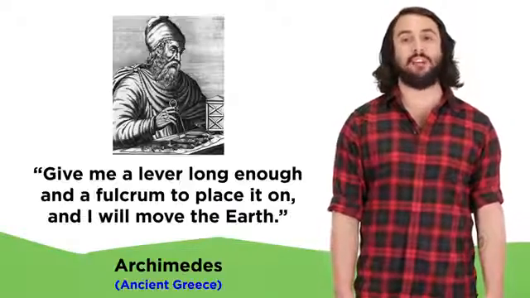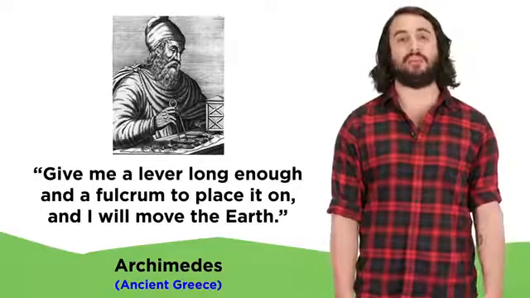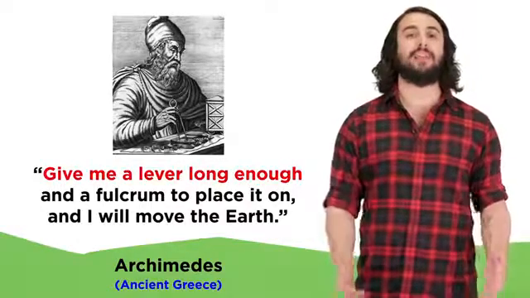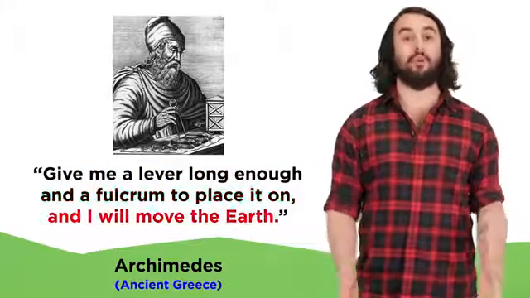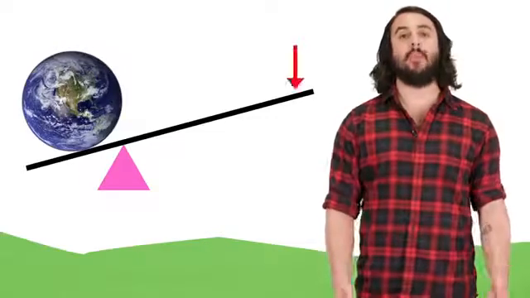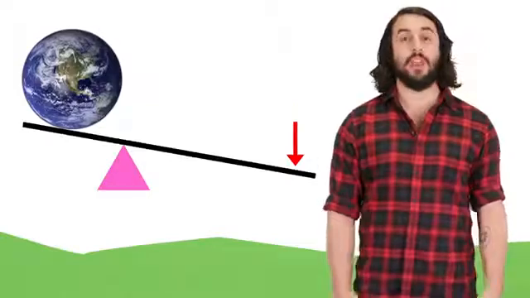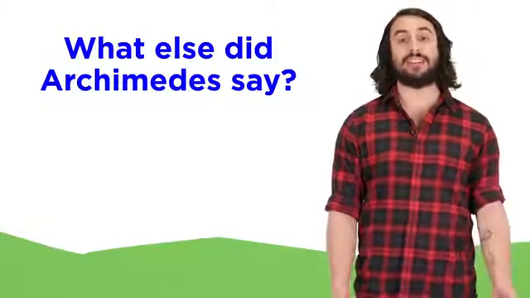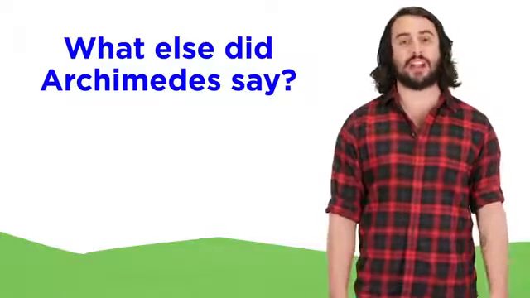This sheds light on the quote by Archimedes, which is generally reported as some variation of the following: "Give me a lever long enough and a fulcrum to place it on, and I will move the earth." This implies that with a long enough lever arm, one could generate such a massive torque so as to move the world. Wise words from a wise man, so let's learn about some other things Archimedes said next. But first, let's check comprehension.